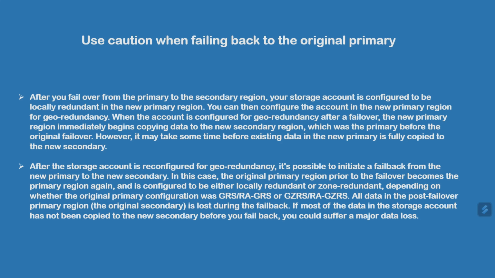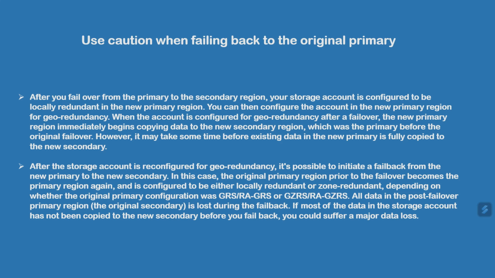Now let's talk about failback to the original primary again. So failing back is just a vice versa process of the failover, but it has a certain amount of complexity, or more steps, compared to the failover process. So after you fail over from the primary to the secondary region, the storage account is configured to be LRS in the new primary region. You can then configure the account in the new primary region for geo redundancy.